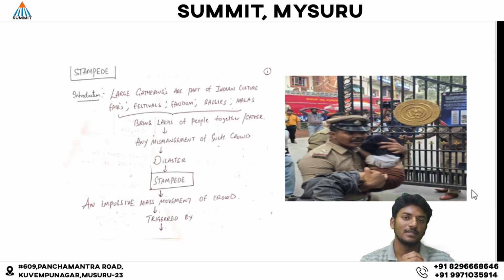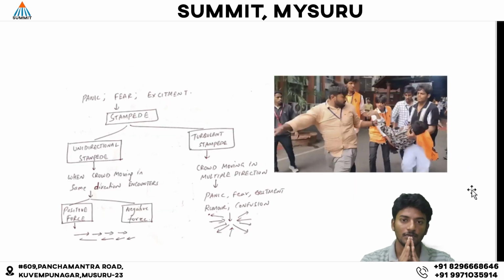There are two types of stampede, unidirectional stampede and turbulent stampede. In a unidirectional stampede, the crowd movement will be in the same direction, whereas in a turbulent stampede, the crowd movement will be in multiple directions. In the unidirectional stampede, as we have discussed, the crowd movement will be in the same direction when they encounter the positive force or the negative force that triggers the stampede. Now we will discuss how the positive force and how the negative force trigger the stampede.